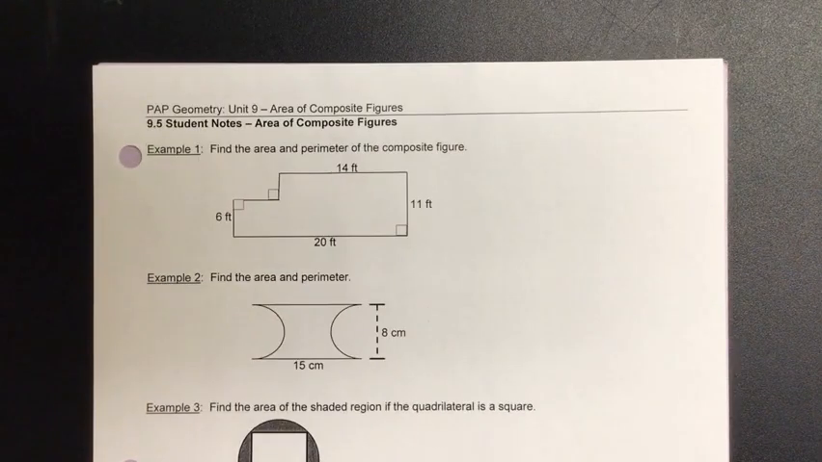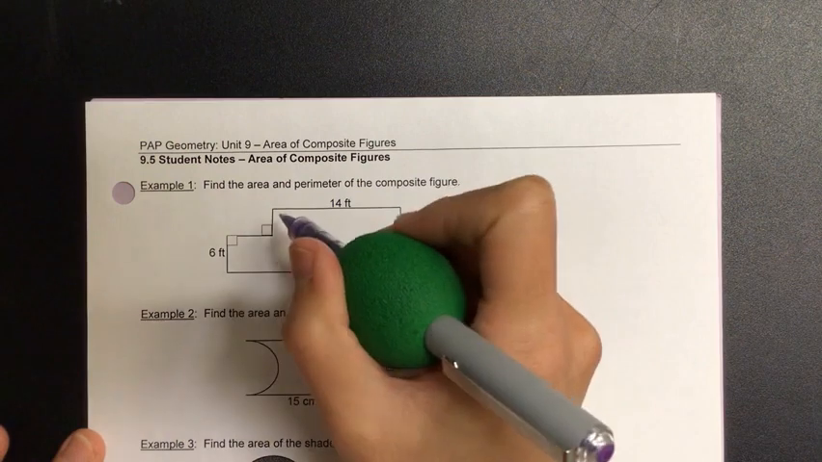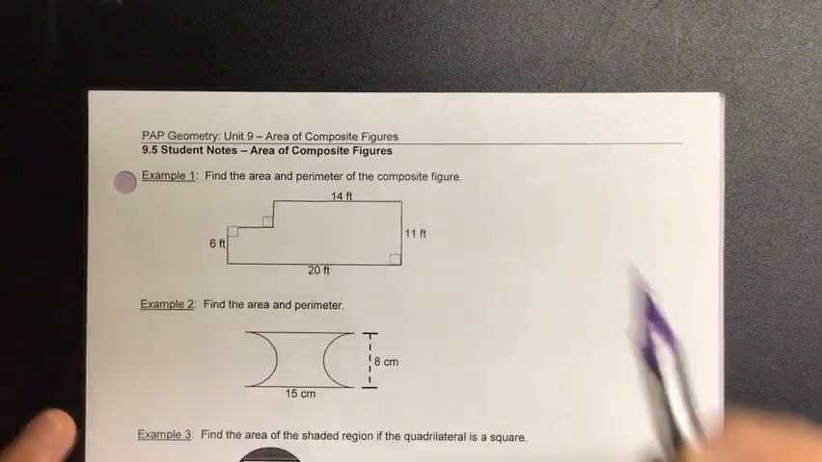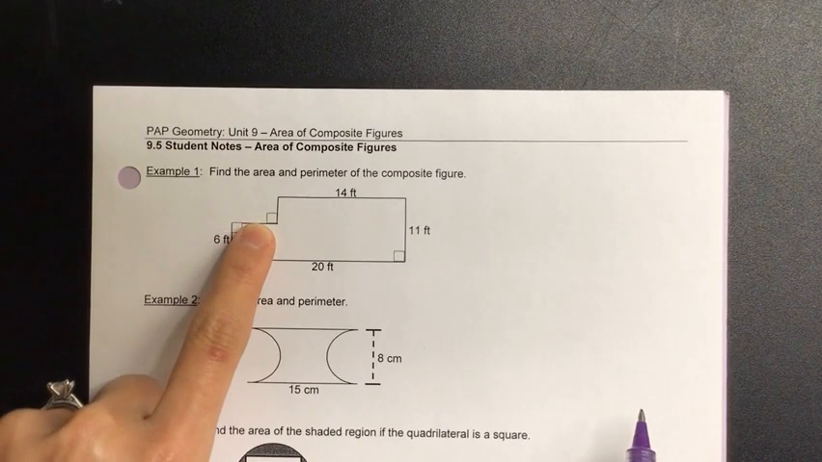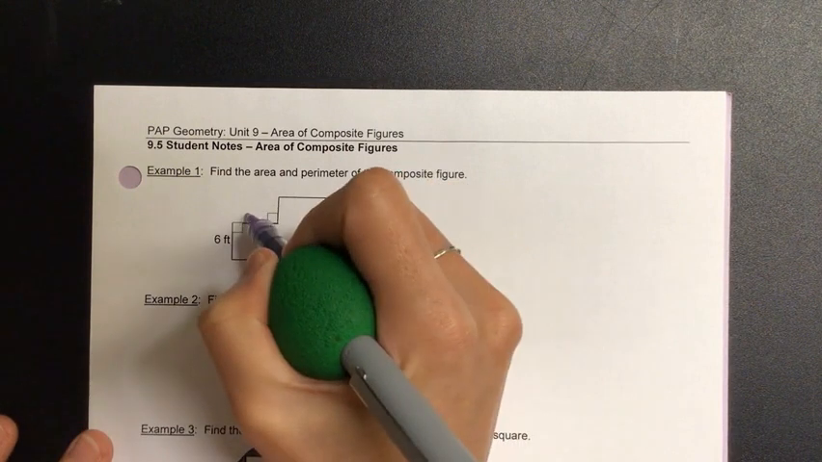All right, number 1 says to find the area and the perimeter. So should we find the perimeter first? Yeah, we should. We have the distance around, we have everything except this corner right here. How can we find the width of this right here? 20 minus 14, so that's going to give us 6, right?